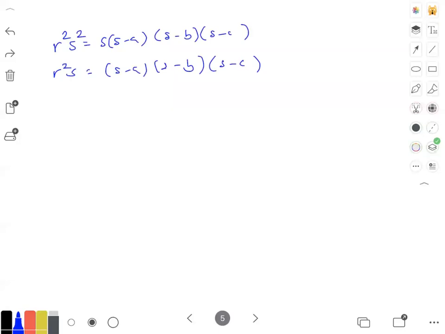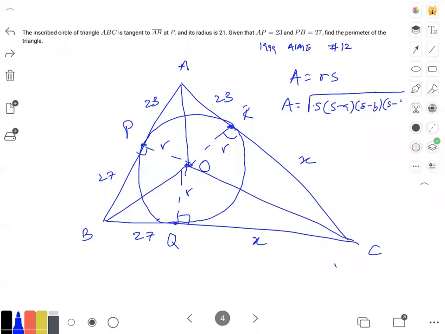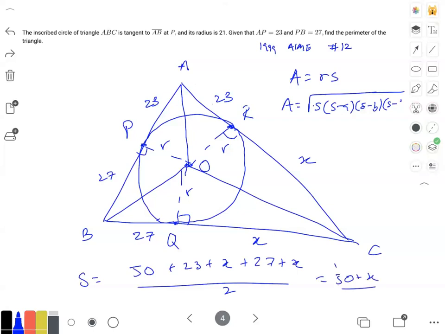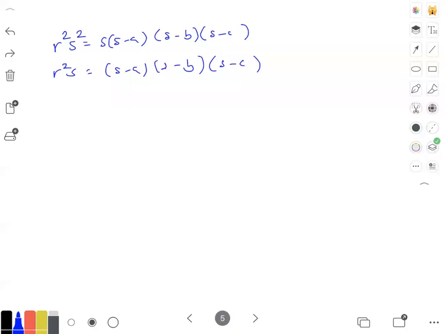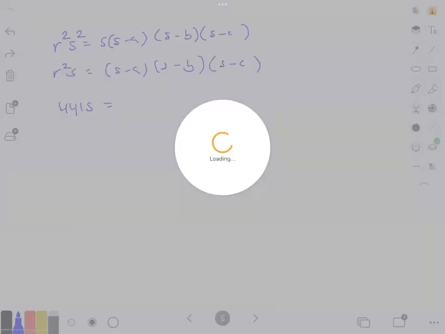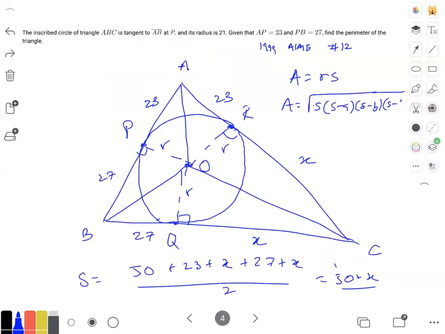And I guess that's actually good information. So let's calculate S. S is going to be AB, which is 50, AC, which is 23 plus X, and then BC, which is 27 plus X, divided by 2. That's 100 plus 2X divided by 2, which is 50 plus X. So now let's just put in our information. It said that the radius was 21, so 441 S is equal to S minus A. So A would be, I guess, 27 plus X. And I'm just using general convention where the side opposite an angle is basically the lowercase of that. So this is a, this is b, this is c.